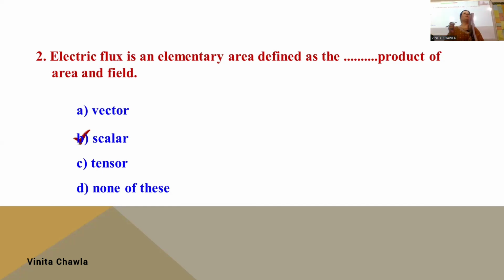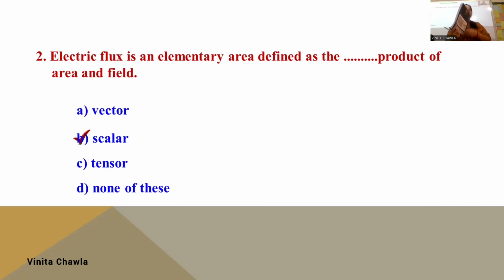So the maximum number of lines can pass through the surface when it is placed perpendicular to the electric field. When a surface is placed perpendicular to the electric field, the maximum number of lines can pass through it, and hence electric flux is the maximum.